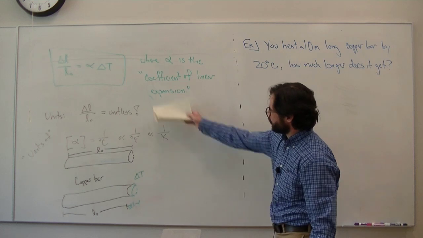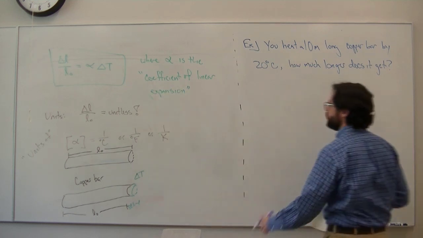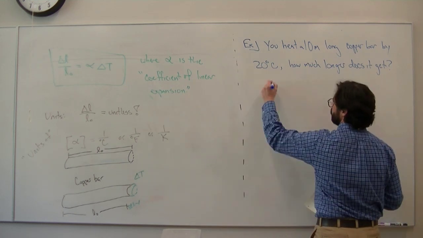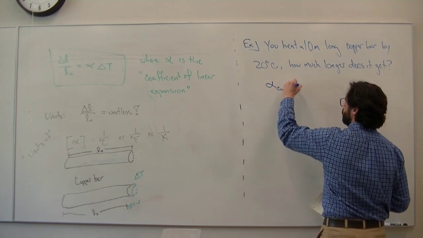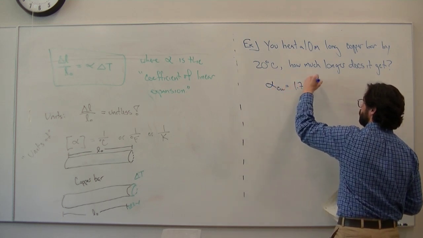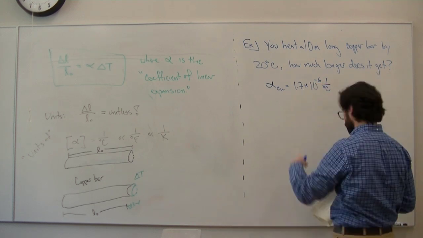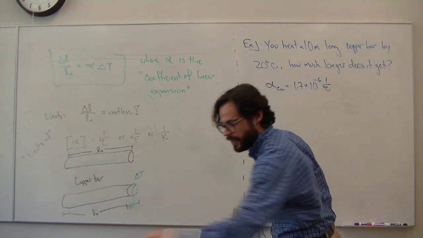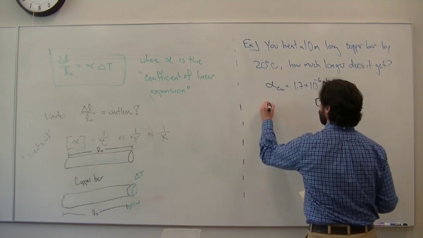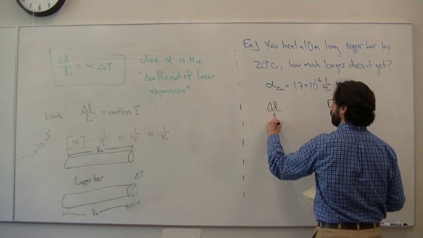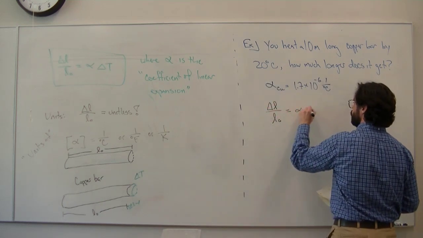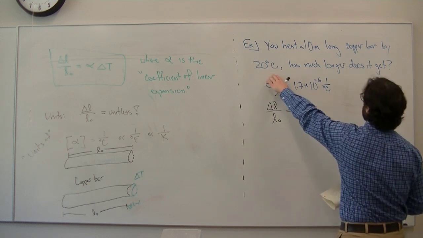I need to know the coefficient of linear expansion for copper. So it turns out that for copper it's 1.7 times 10 to the minus 6th, 1 over degrees Celsius. And then the rest is just kind of plugging in and going to town. So I have delta L, the thing I want, over L naught is alpha delta T. And everything's given to me, right?